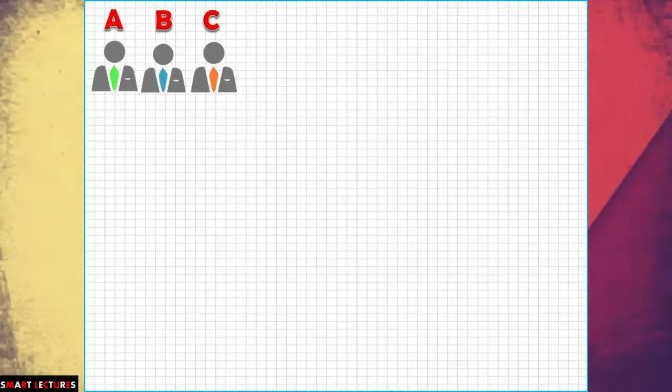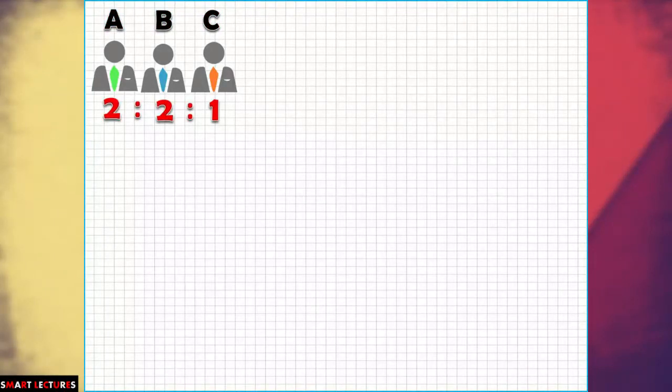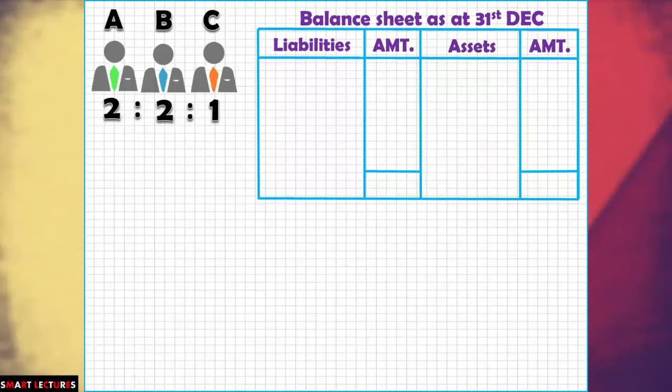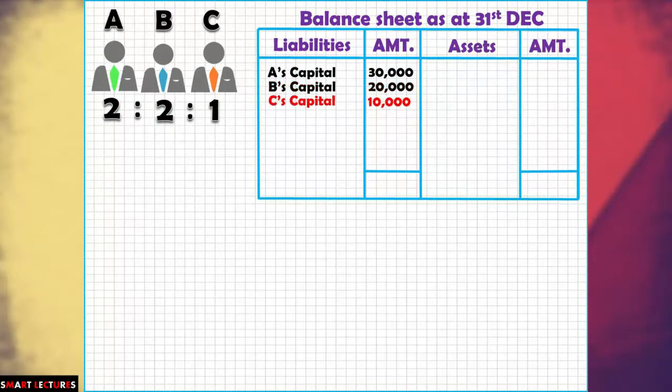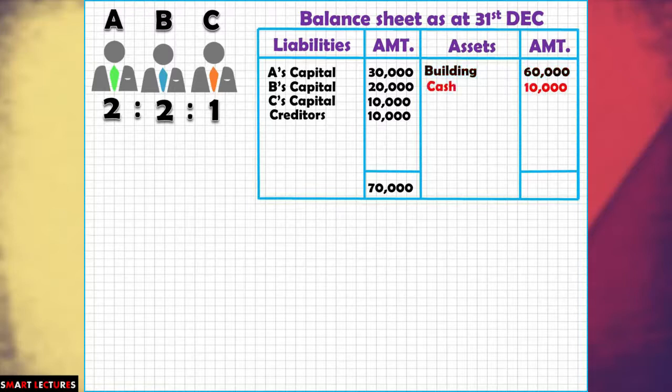A, B, and C were three partners sharing profits and losses in the ratio of 2:2:1. This was the balance sheet as at 31st December. A's capital 30,000, B's capital 20,000, C's capital 10,000. Creditors 10,000, total 70,000. Building 60,000, cash 10,000, total 70,000.